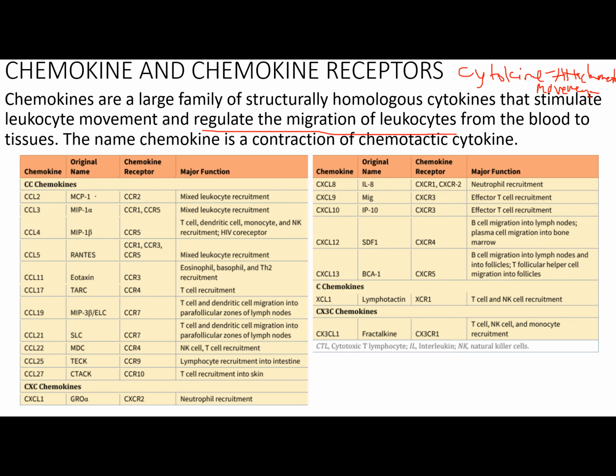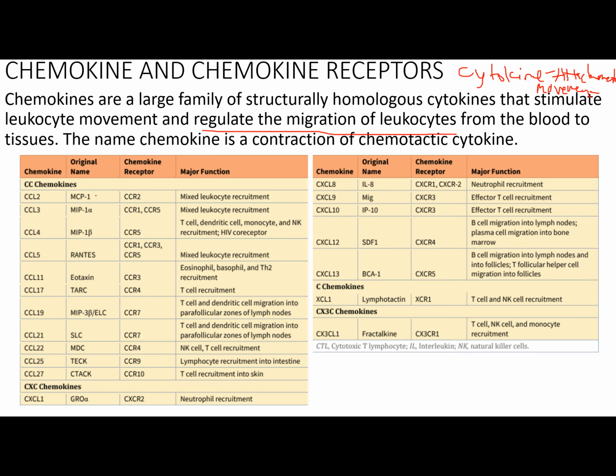Yung CCL17 nyo is also known as TARC, responsible for T cell recruitment. Ang receptor niya CCR4. Then yung CCL19, original name niya is MIP-3 beta or ELC. Ang receptor niya is CCR7. Function niya is for T cell and dendritic cell migration into parafollicular zone of lymph node.